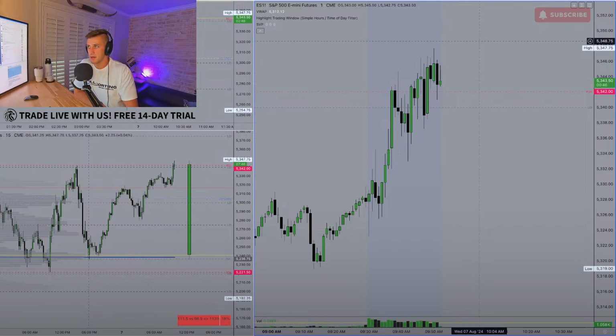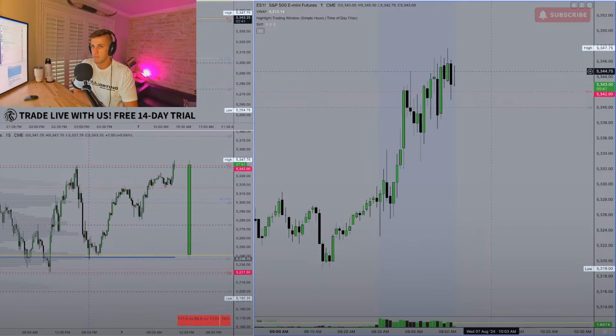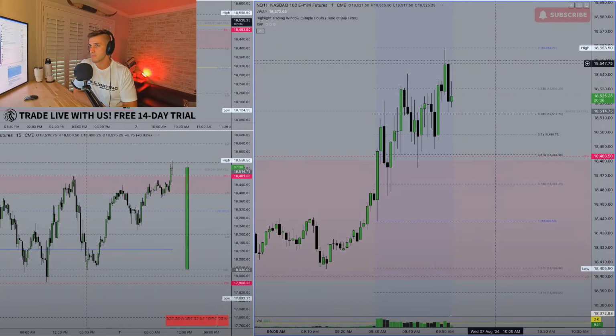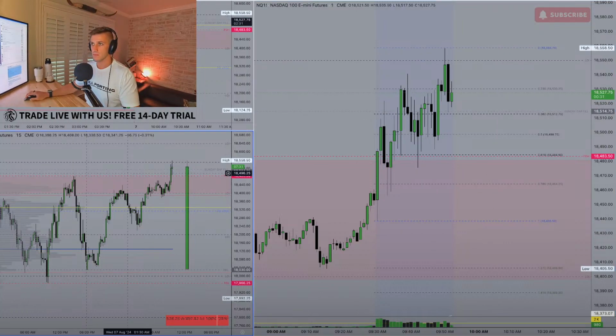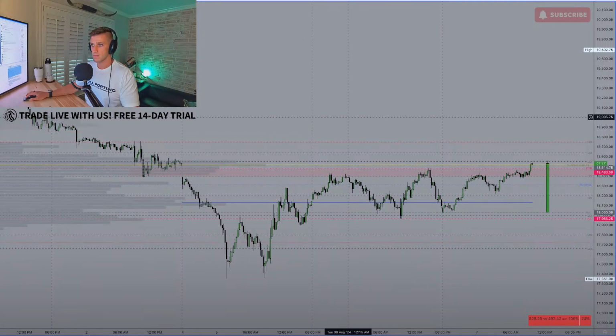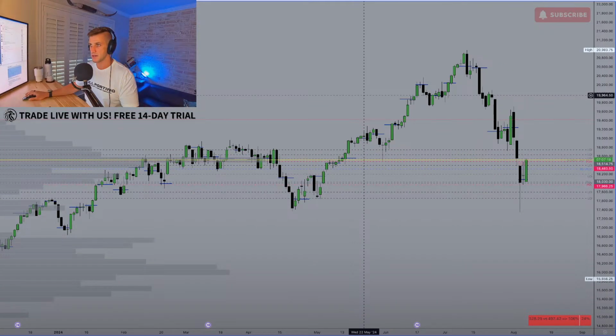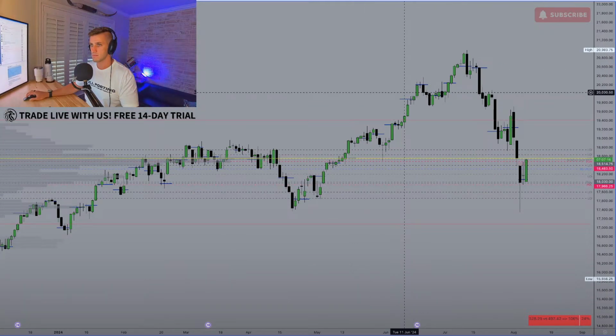ES, a little bit of barcode here up above prior day high. Here's your daily chart on NQ. Bump it into a lot of volume here. Daily time frame volume point of control.